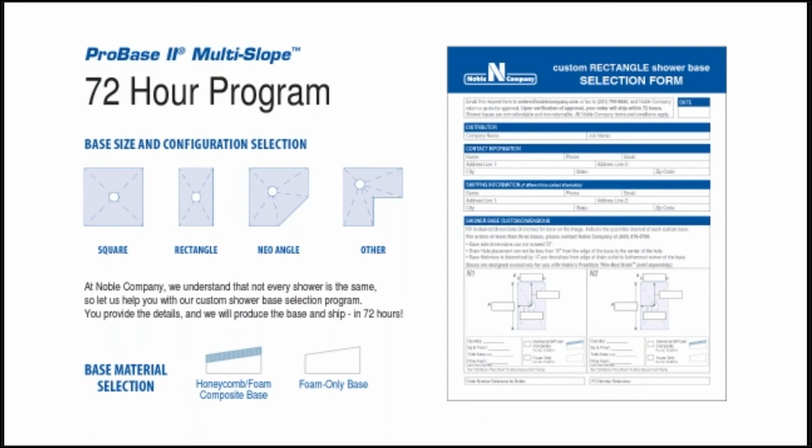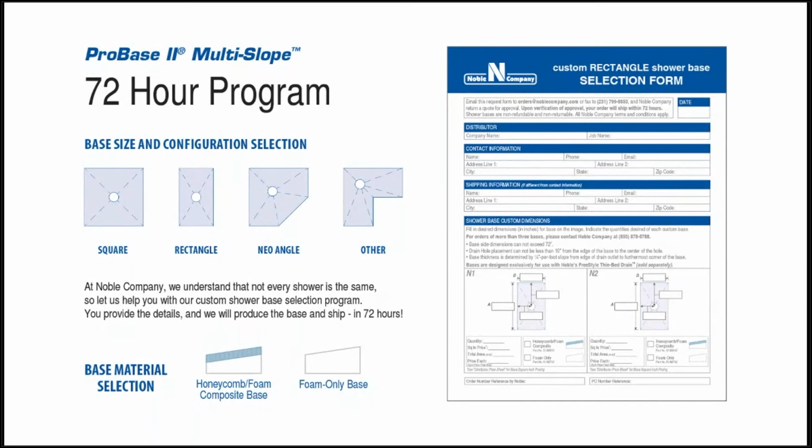So the Noble Company has introduced the 72-hour program. The bases are available in either foam bases or the honeycomb composite we have shown you today. The program is based on sizing, which falls into a range of 72 inches by 72 inches. We also know that these days showers are getting larger than that. So we do offer a unique selection form, which is used for those sizes or configurations which fall outside our standard parameters. We will evaluate our production process on these requests and respond back to you with a price and lead time within 72 hours.